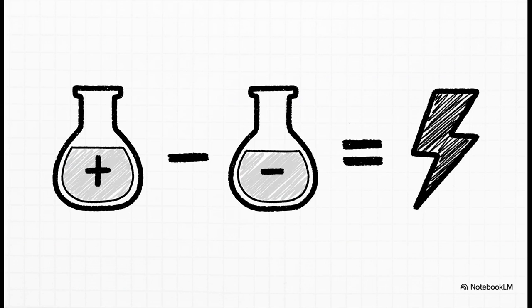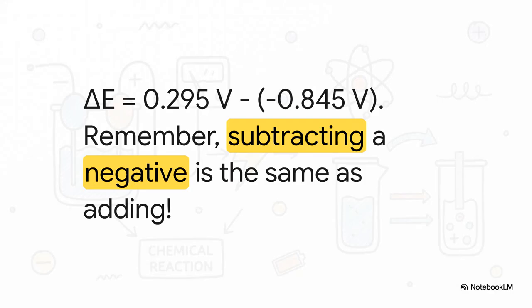And now for the grand finale. How do we get the total voltage for the entire cell? It's ridiculously simple. You just take the potential of the cathode and subtract the potential of the anode. That's it. Always the bigger number minus the smaller number. So let's plug in the numbers we just calculated.